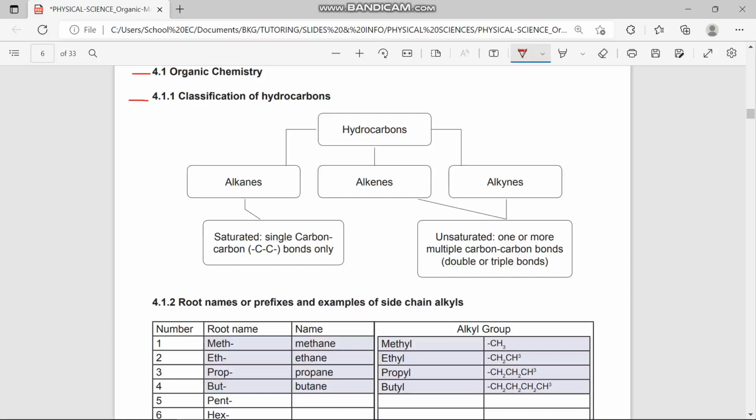So also we have to talk about the classification of hydrocarbons. In organic chemistry we have all of these organic compounds that we are going to be talking about, as well as the reactions that they undergo. Among all of these organic compounds we have compounds that we say are hydrocarbons. Why do we say these compounds are hydrocarbons? Let's talk about these hydrocarbons right now.